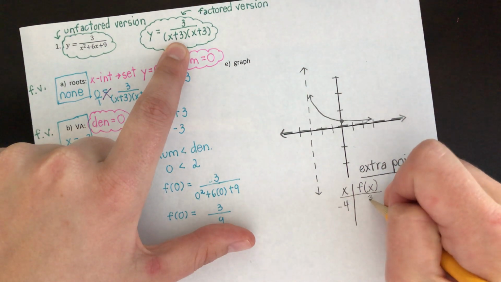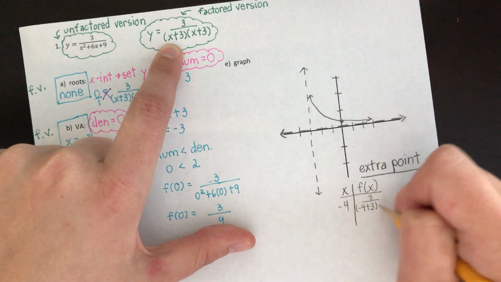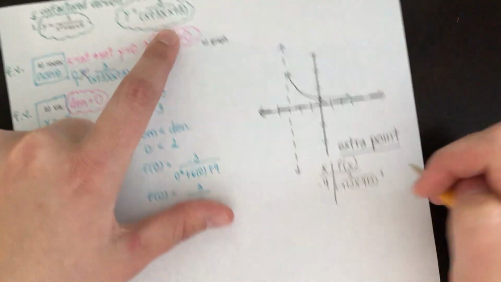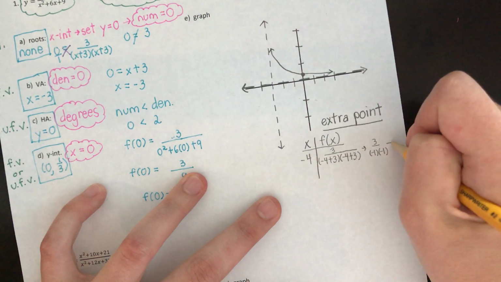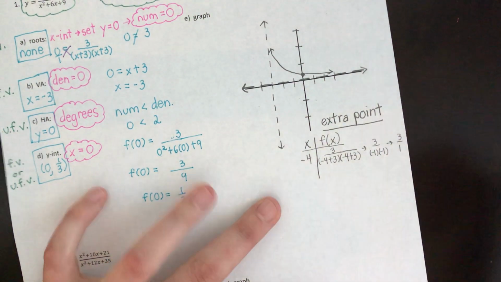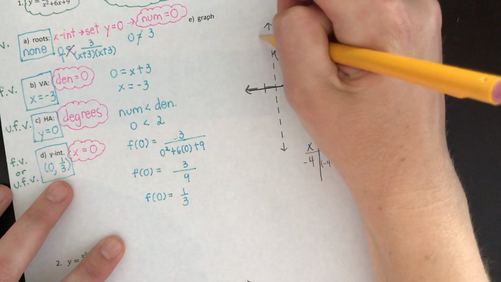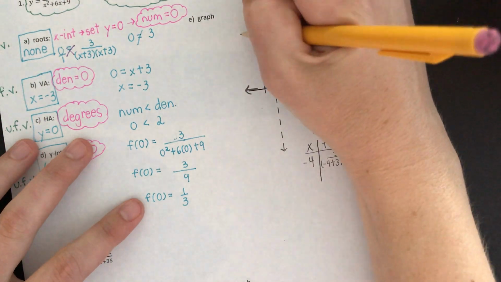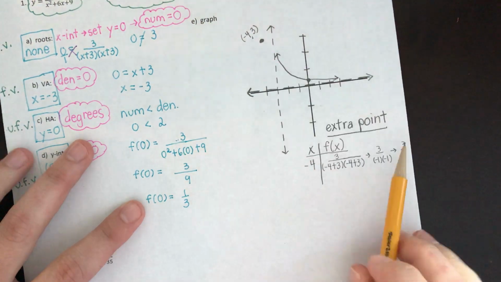So that would give me 3 over -4 plus 3, and then -4 plus 3. So that's going to give me 3 over -1 times -1, which is really 3 over 1, which is 3. So my extra point is going to be (-4, 3). So that worked out nicely because it fit on my graph. So anytime I have an extra point, I'm going to label it (-4, 3), because that's the point I found.